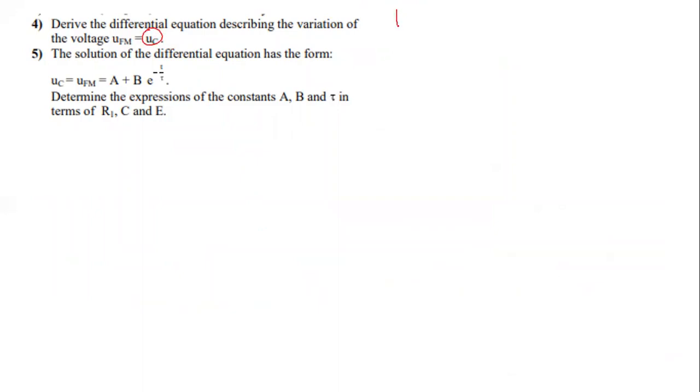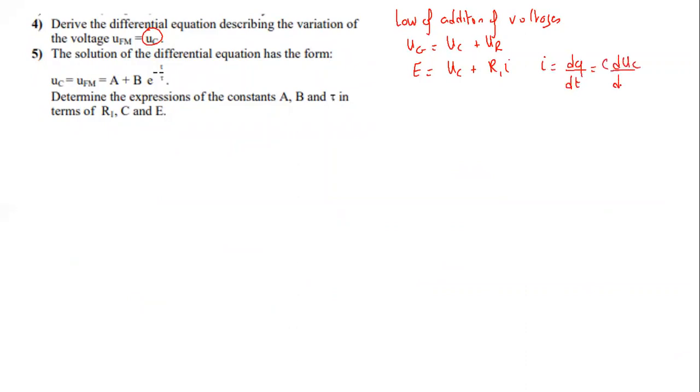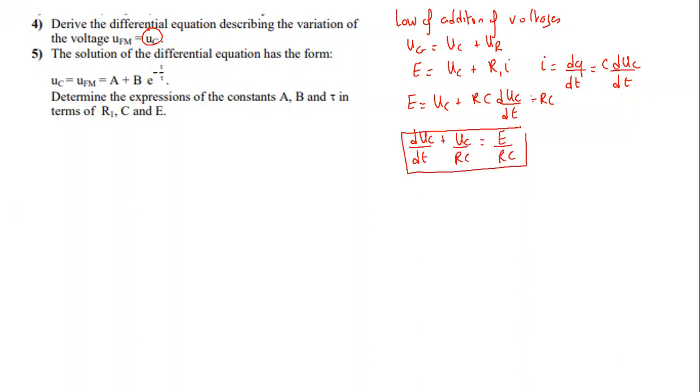So in order to find the differential equation, we start with the law of addition of voltages, which means that UG equals UC plus UR. This means that E equals UC plus R1 times I, but we know that I in the case of charging is dq over dt, which is C duC over dt. So we substitute here, plus RC duC over dt, and we divide by RC, then the equation becomes duC over dt plus UC over RC equals E over RC, and that's the differential equation.